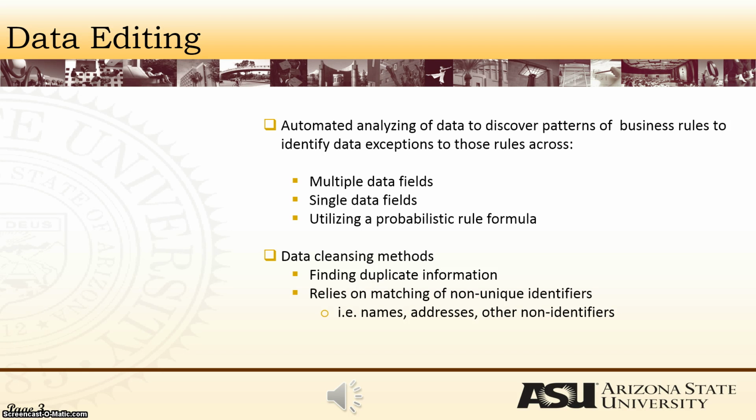Data editing is a method of analyzing data to discover patterns of rules, to identify data exceptions to those rules. Business rules, also called edit rules, are closely related to the integrity constraints, entity integrity and basic integrity. Data editing involves automated computerized checking of data against constraints on the data. This can be as simple as checking a single data field, more than one field, or as complicated as a probability. Once an error is detected, replacement occurs.